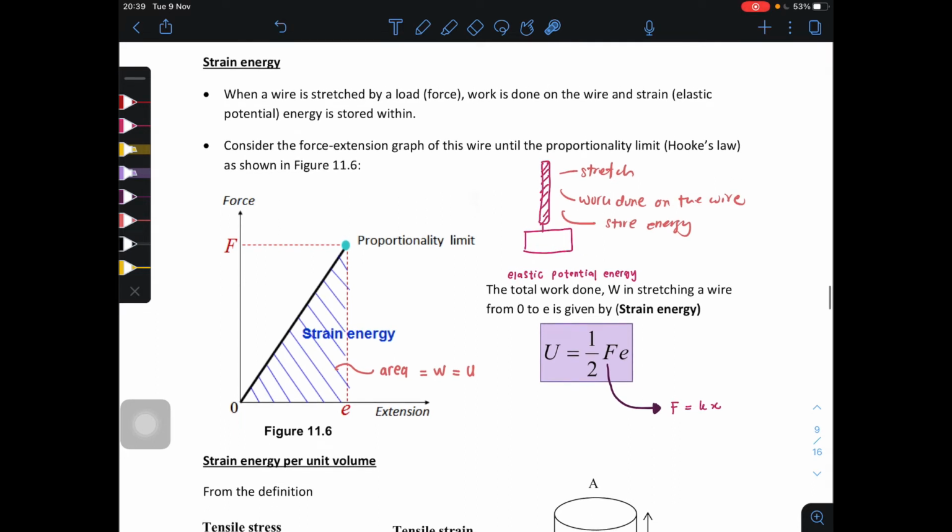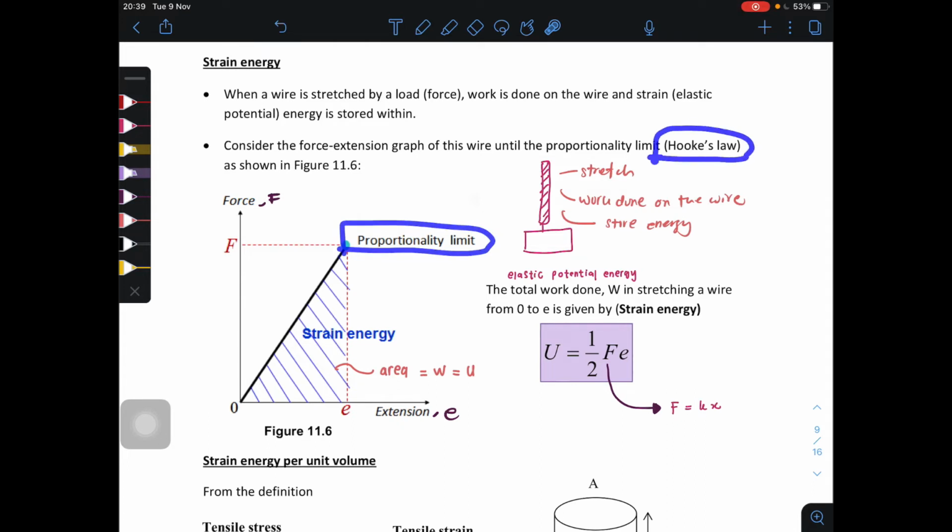Okay, so let's consider we have the force against extension graph. So force F and then extension E. As you can see here, the graph is a linear graph, meaning that when force increases, extension pun increases, as long as it doesn't exceed the proportionality limit. Maksudnya dia obeys Hooke's law.